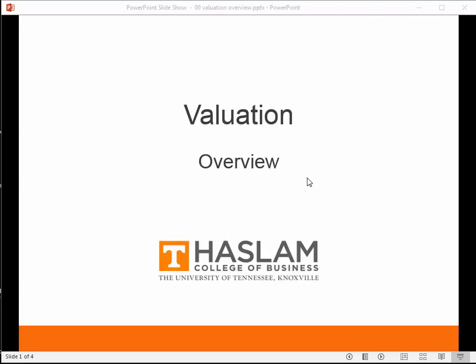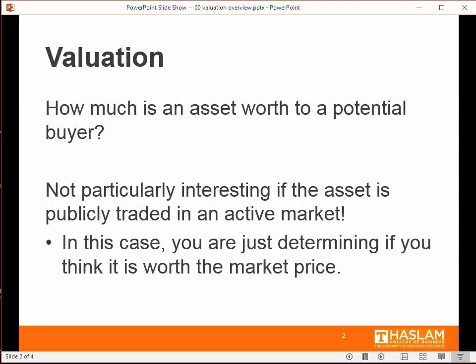In this series of lectures, I'm going to teach you how to value financial assets, and these financial assets are going to typically be corporations. They might be divisions of a company. They might be not-for-profit companies, but in any case, they are some sort of financial corporate asset. And the real question, the basic question here, is how much is such an asset worth to a particular buyer?